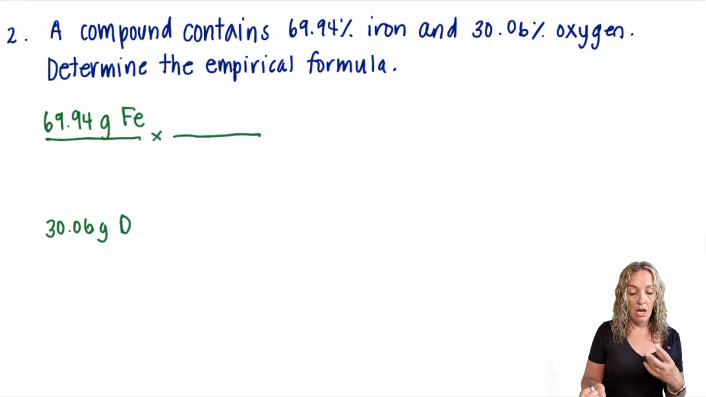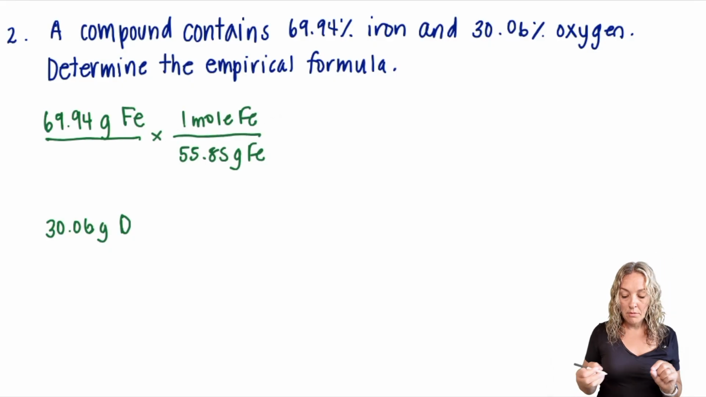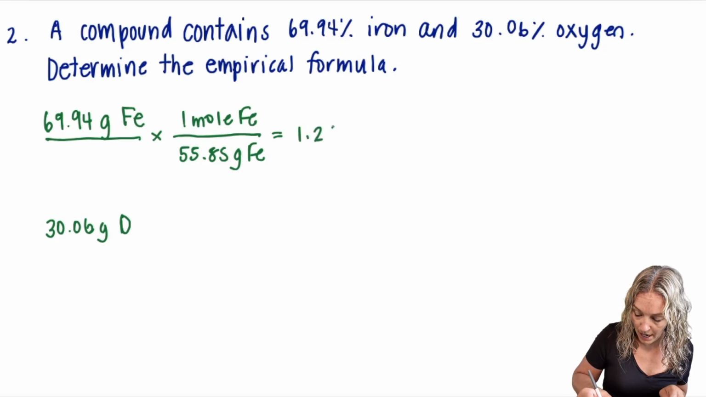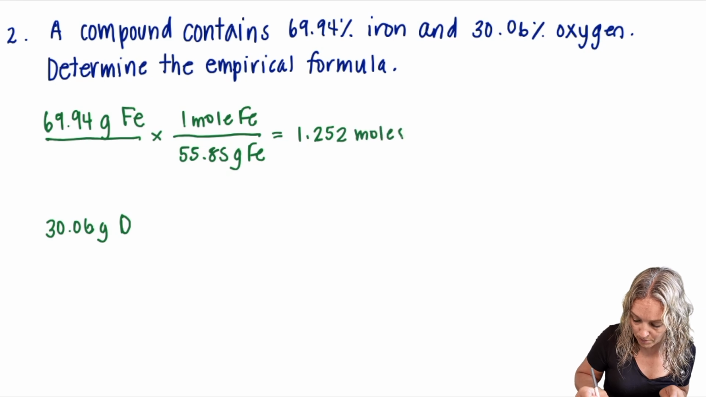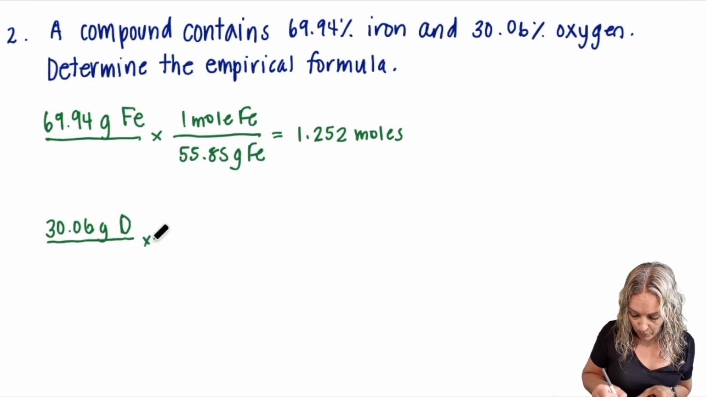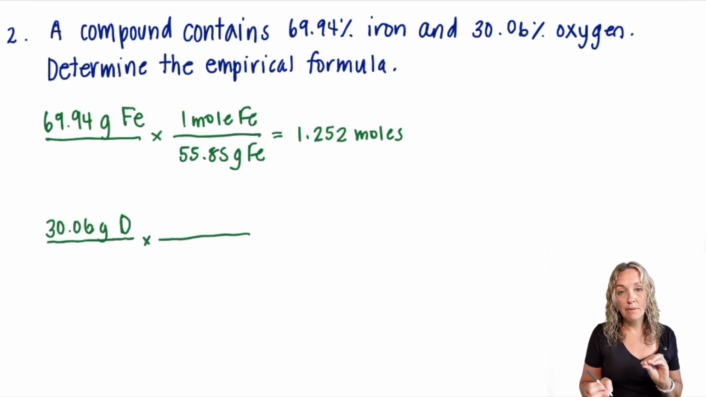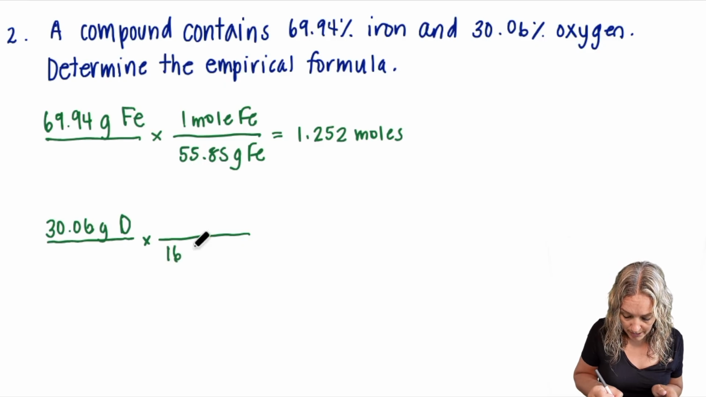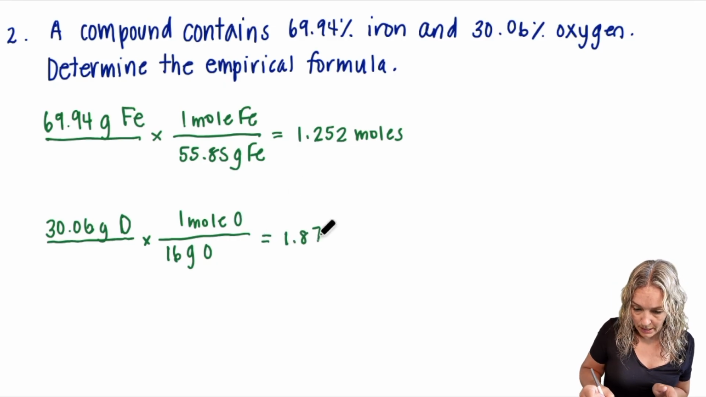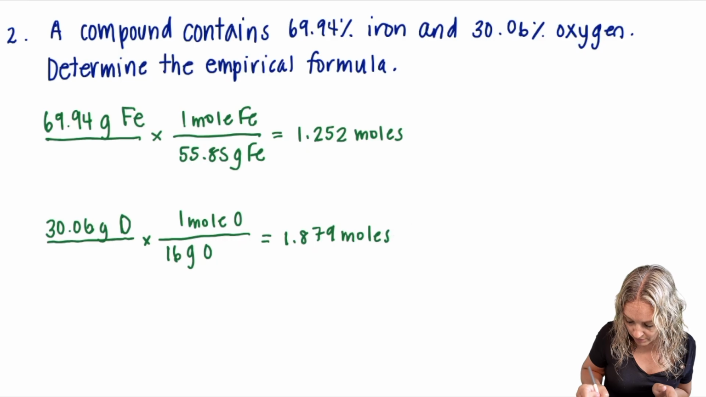So since we're in grams, we're going to have to first convert these into moles using the molar mass on the periodic table. I'm going to set up my dimensional analysis, and the periodic table tells me that there are 55.85 grams of Fe for every 1 mole of Fe. So now I know that I have 1.252 moles of Fe. I'm going to do the same thing with my oxygen. I want to take these grams of oxygen and get the exact same amount expressed in moles. So the periodic table tells me that there are 16 grams of oxygen in 1 mole of oxygen. When I do the math, I get 1.879 moles of oxygen.